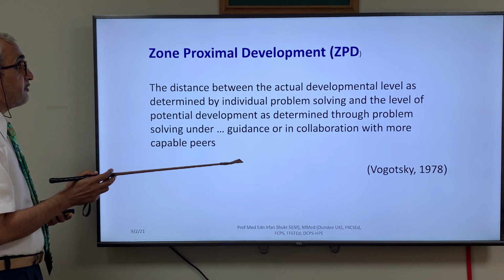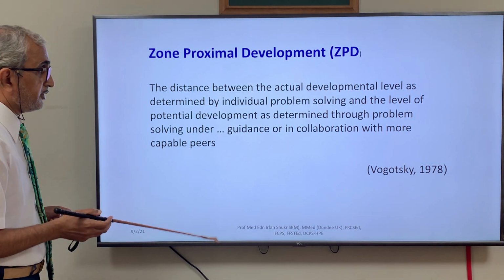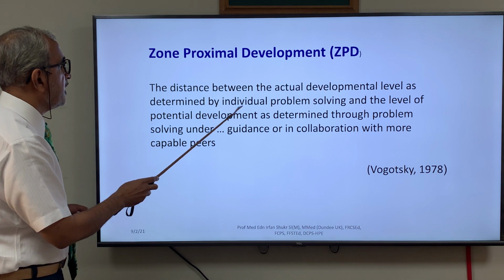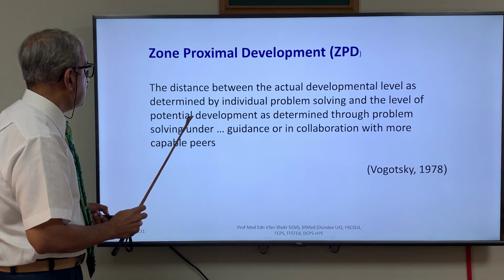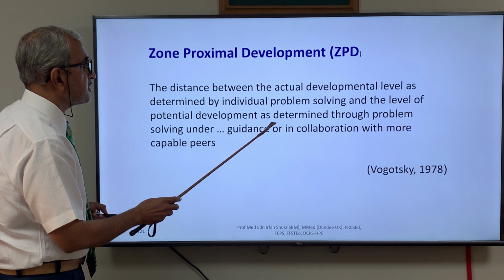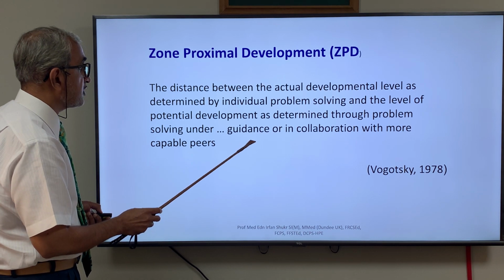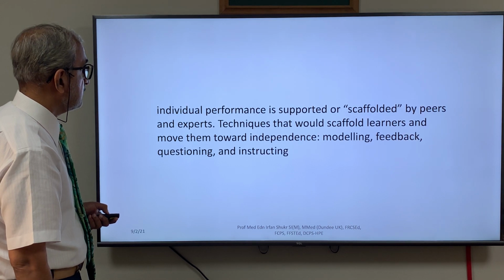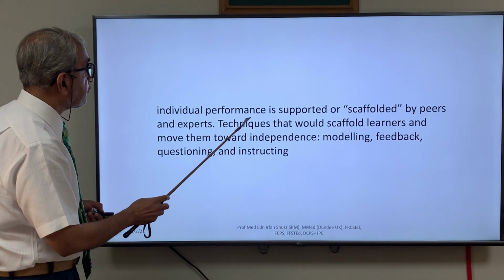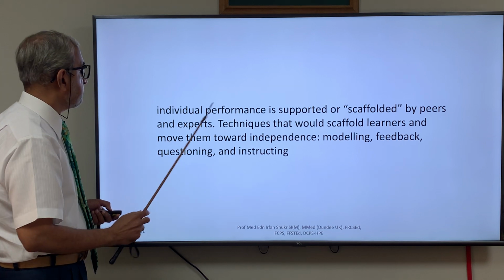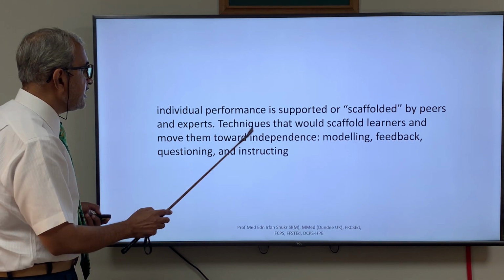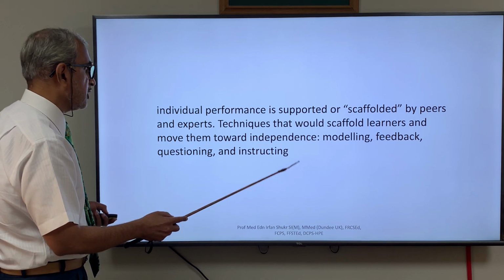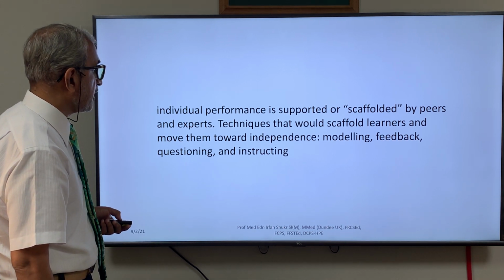The zone of proximal development, an excellent theory, says it is the distance between the actual development level as determined by individual problem solving and the level of potential development as determined through problem solving under guidance or in collaboration with more capable peers. Individual performance is supported or scaffolded by peers and experts. Techniques that scaffold learners and move them towards independence are modeling, feedback, questioning and instruction.